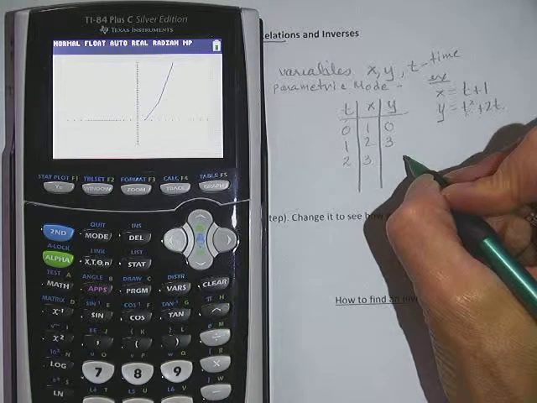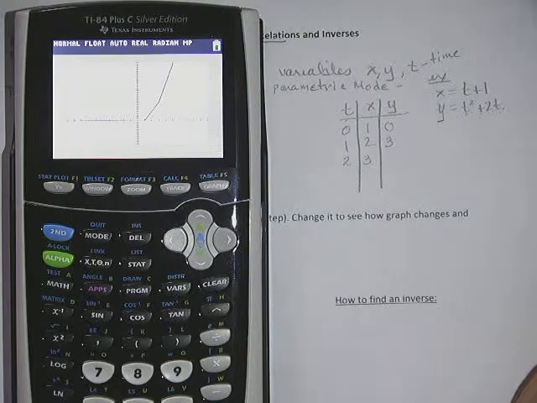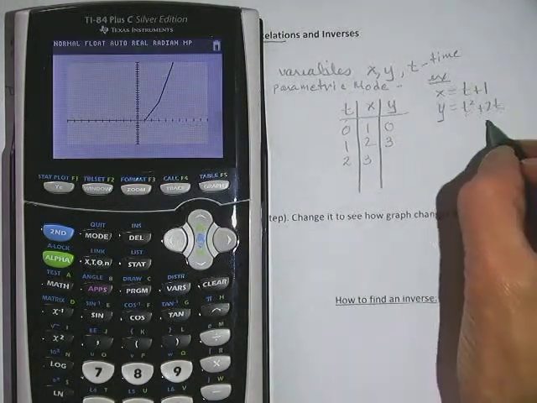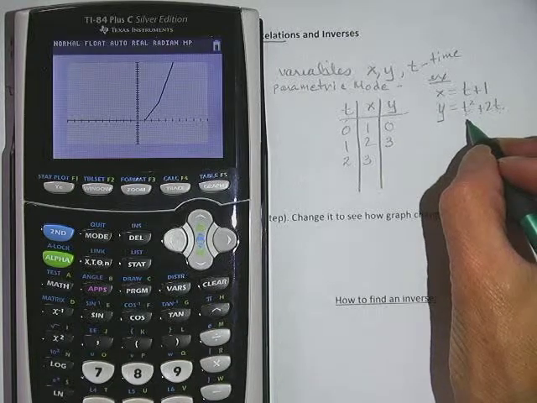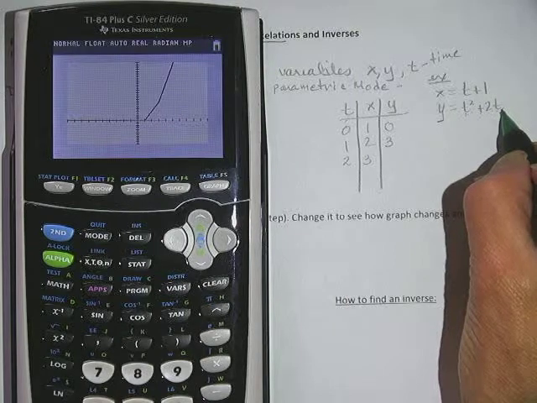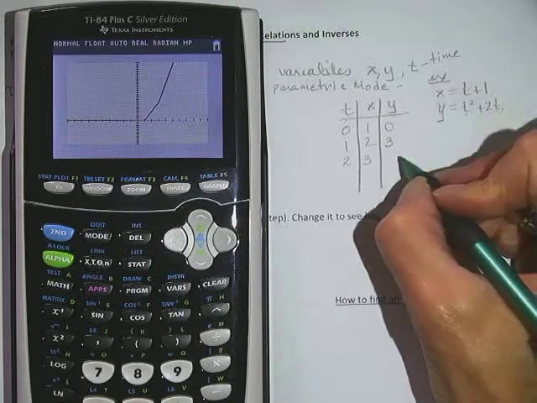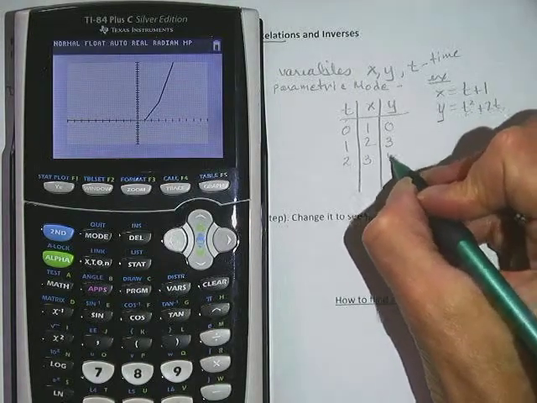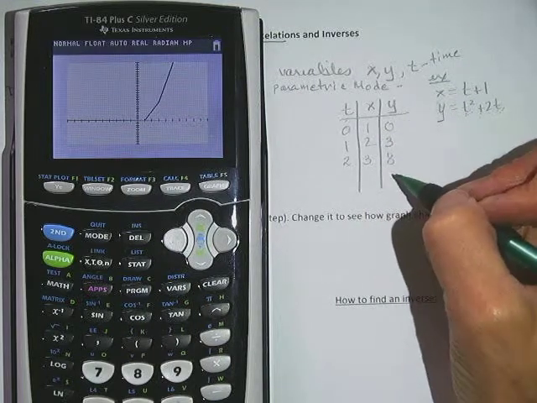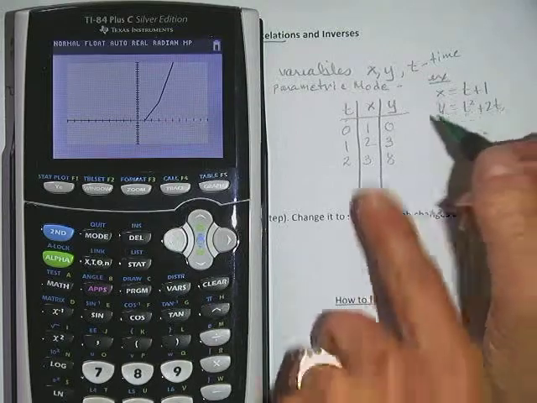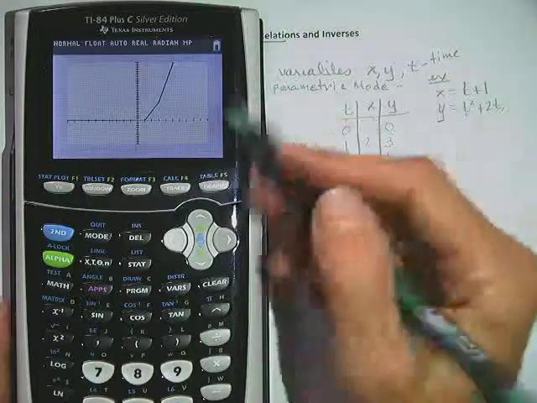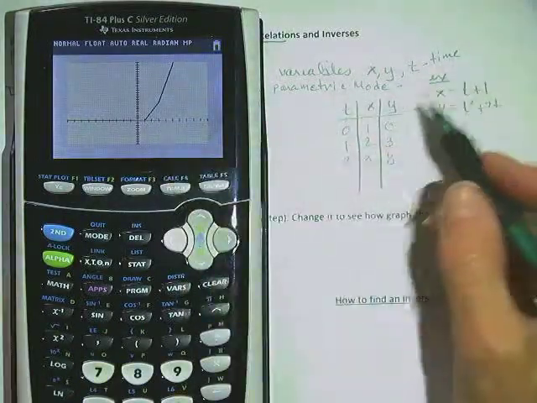What is x? X is 3. And what is y? 2 squared is 4, plus 2 times 2 is 4, so 8. Okay, do you guys understand where these numbers are coming from? Yeah, you plug it in.